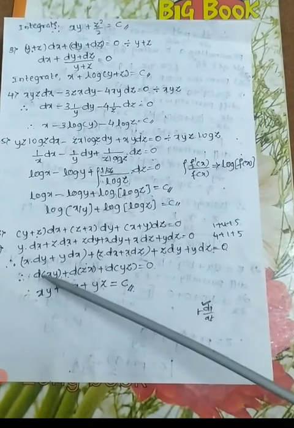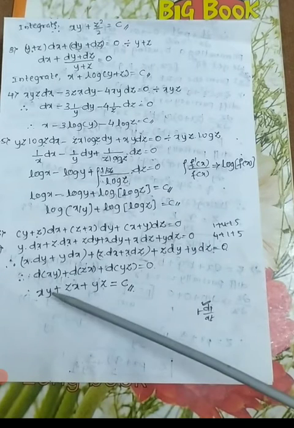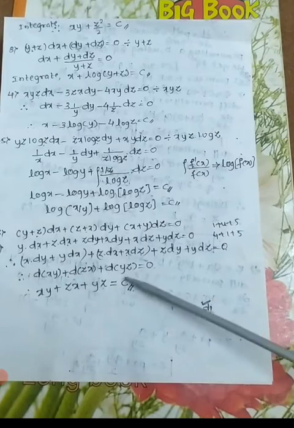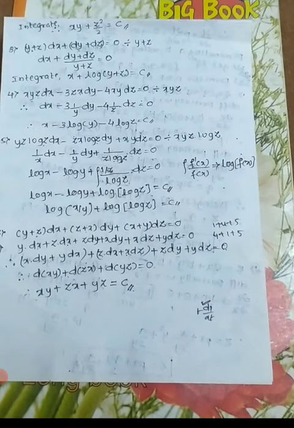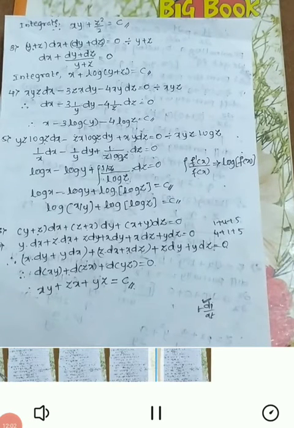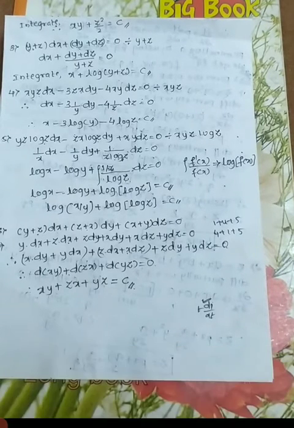What do you get? Differentiation and integration get cancelled. You get xy plus zx plus yz is equal to c, the integration constant. So these are some examples of a total differential equation using the second method. Okay, so this is our total differential equation. So this completes your first chapter.